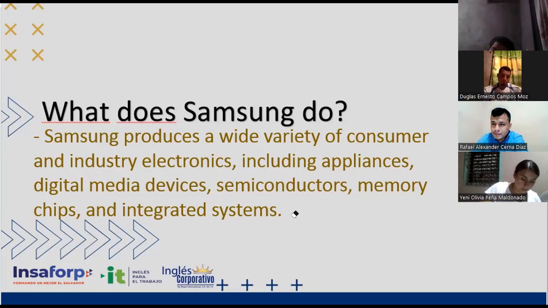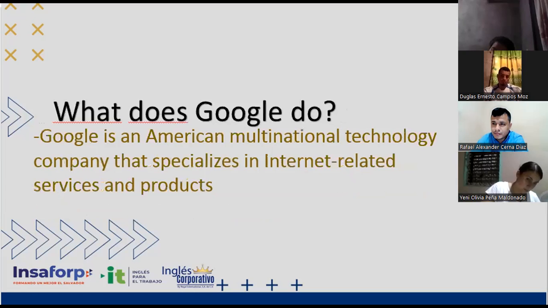Pero como nosotros no trabajamos en Samsung, ¿verdad? Por eso es que estamos usando Samsung produces, they, right? Or it, in this case, right? We are not included in this answer, if you see. We don't work for that company, so we were just talking about Samsung. So now let's see this other one.